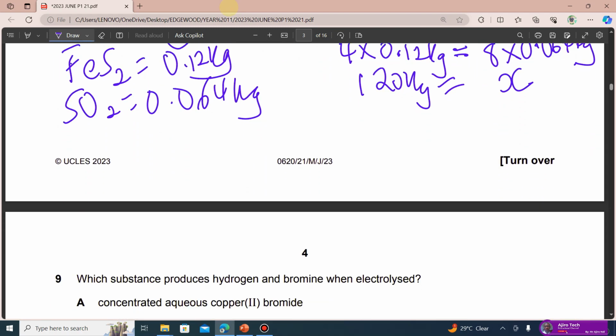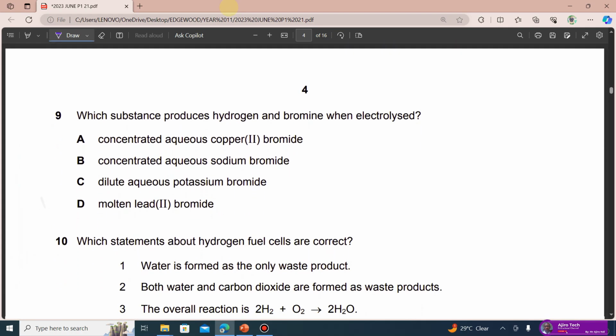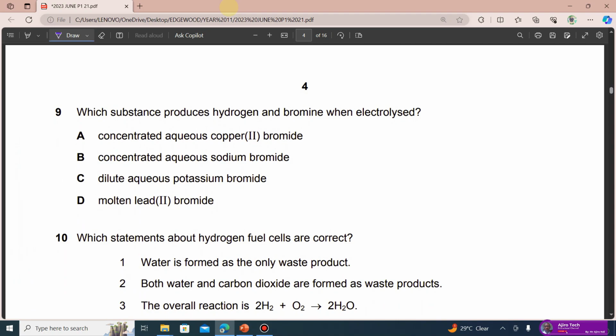All right, so we go to question 9. Which substance produces hydrogen and bromine when electrolyzed? Let's pick out the options one after the other and explain them. For the first option, concentrated aqueous copper(II) bromide, we are looking at something like this.